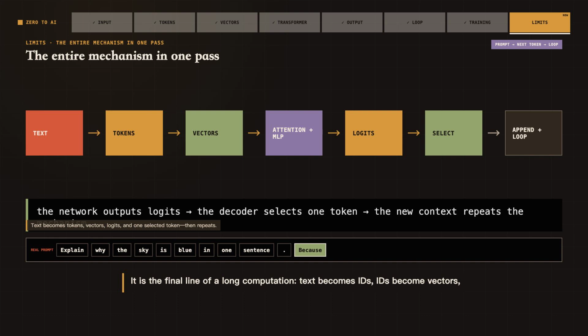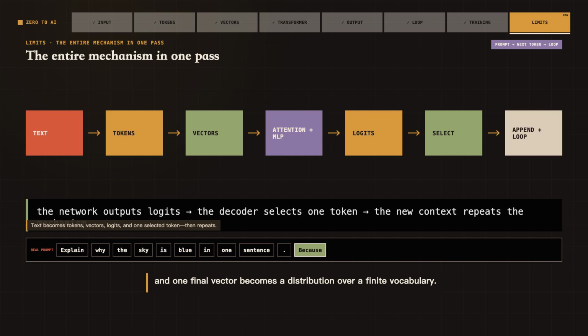Text becomes IDs. IDs become vectors. Vectors exchange and transform information through learned matrices. And one final vector becomes a distribution over a finite vocabulary. Once you can trace that route, the model is still complex, but it is no longer a black box with one label. It is a sequence of inspectable mathematical operations, each with an input, an output, and a specific job.